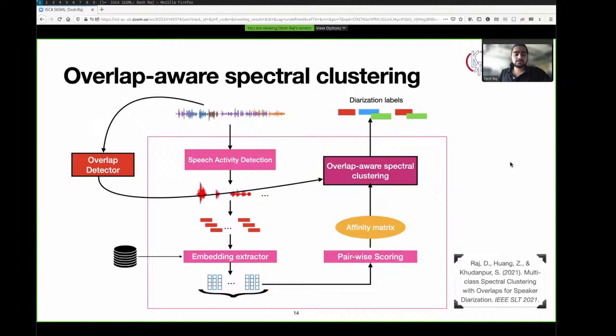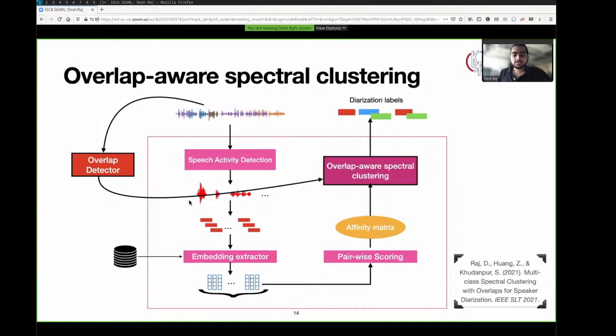And we propose one approach to solving this problem in a recent paper called Multi-Class Spectral Clustering with Overlaps for Speaker Diarization. This was published at SLT 21 this year. And this is work with Zili Huang and my advisor Sanjeev Khudanpur. So as you may remember from the overview diagram that I showed earlier, we had this clustering algorithm here, which assigned each segment to a single speaker.